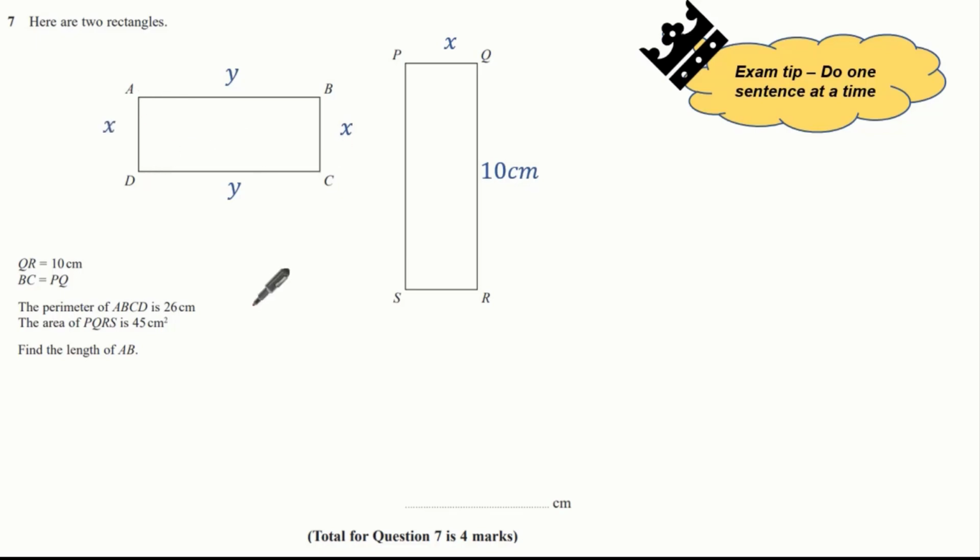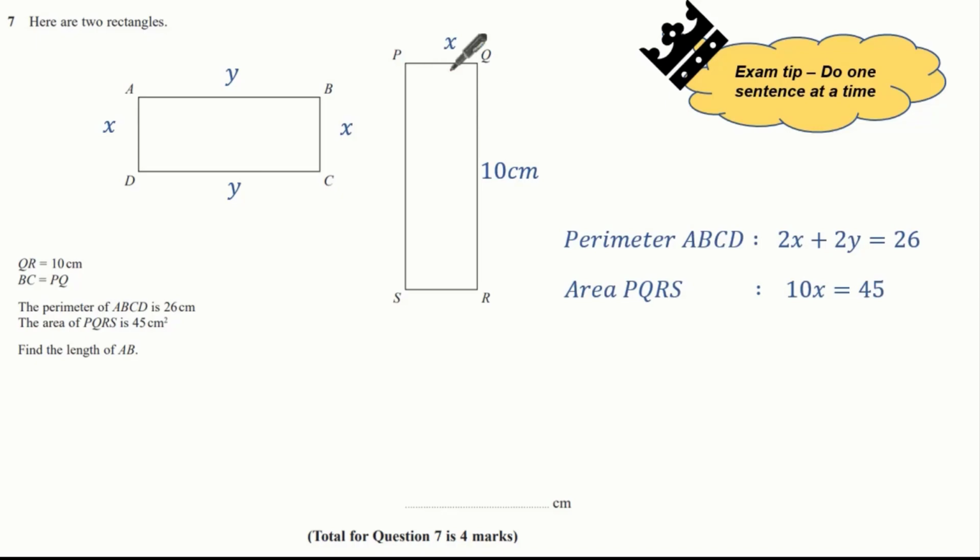So let's use the information we have so far. Well, if the perimeter of ABCD is 26 centimeters, I'm going to write an equation. I know if I were to sum up all of these lengths, it would give me 2x plus 2y, which is 26. Now, it says the area of PQRS is 45 centimeters. Well, to find the area of a rectangle, I know it's length times width. So that means 10 times the x must be 45. So now I have some equations, and we can solve this one.